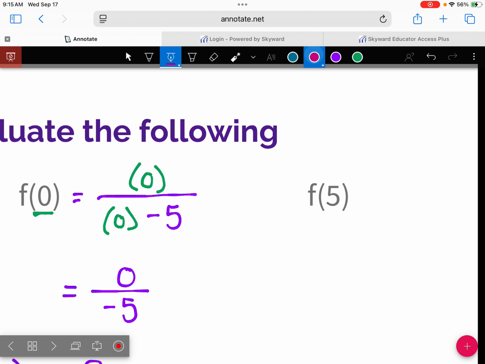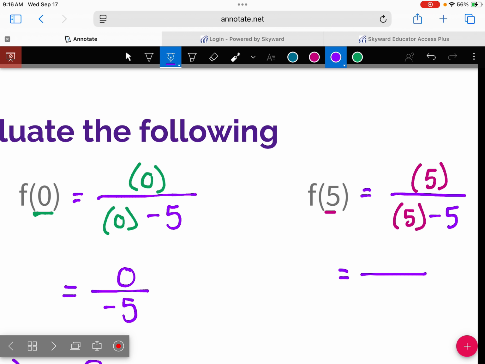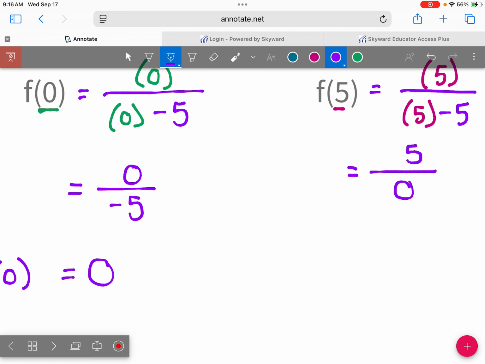One more like this. But we're going to do f of 5. Same process. We're going to substitute in place of our x, the 5, in both places, minus 5. Our numerator is 5. What's our denominator? 0. So what does this simplify down to be? Undefined. F of 5 is undefined. Because we cannot divide by 0.